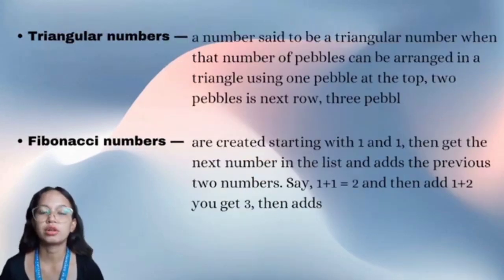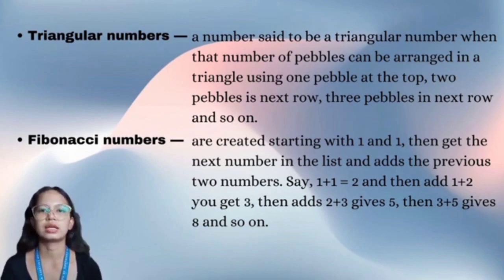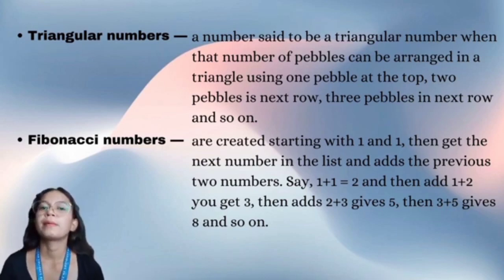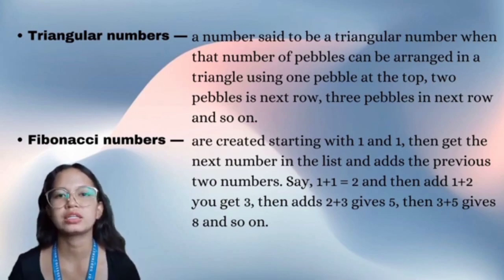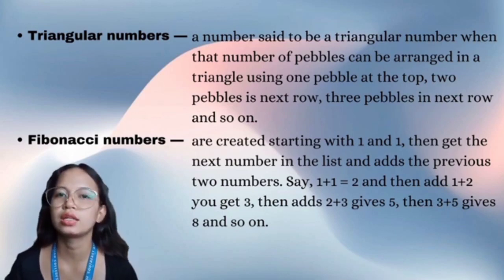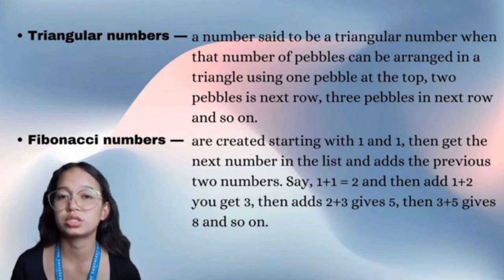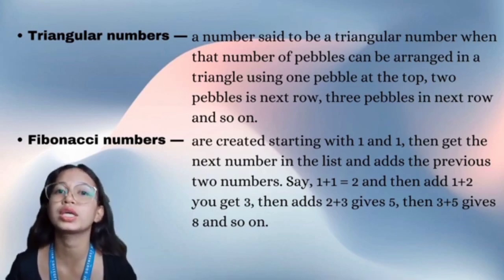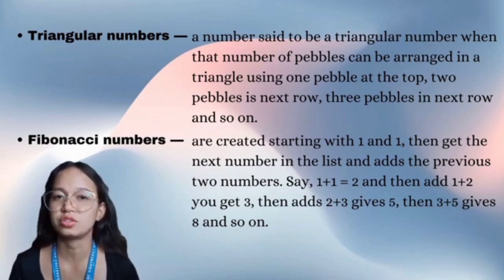Next is triangular numbers. A number is said to be a triangular number when that number of pebbles can be arranged in a triangle using 1 pebble at the top, 2 pebbles in the next row, 3 pebbles in the next row, and so on. Fibonacci numbers are created starting with 1 and 1, then get the next number in the list and add the previous 2 numbers. Say 1 plus 1 equals 2, and then add 1 plus 2, you get 3, then 2 plus 3 gives 5, then 3 plus 5 gives 8, and so on.